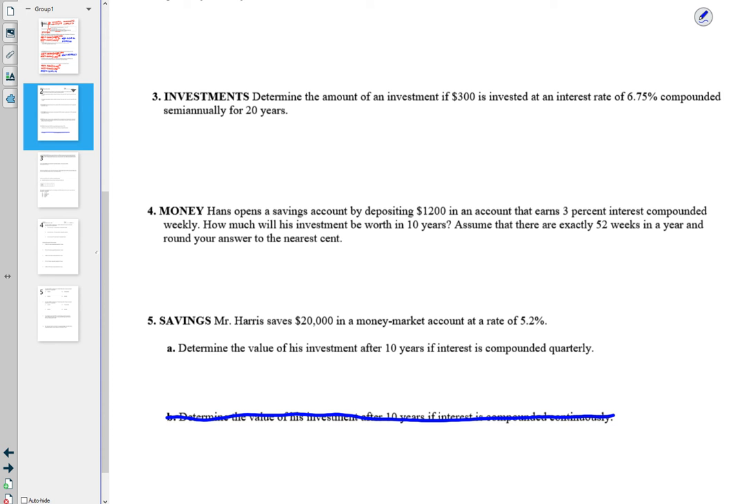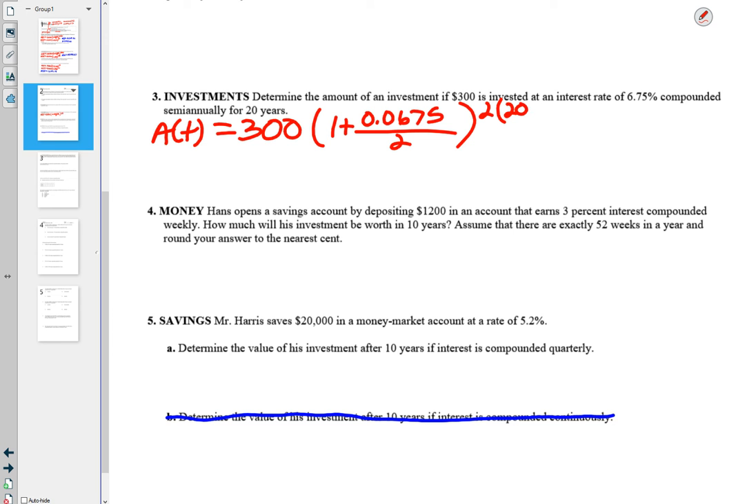So let's do number 3. Determine the amount of investment. If $300 is invested, what amount are we going to have after some time? My initial is $300, and an interest rate of, so let's see, 1 plus. The interest rate is 6.75. How would I express that as a decimal? 0.0675 divided by semi-annual, 2, to the power of the same 2, but now times the amount of time, which is 20 years.